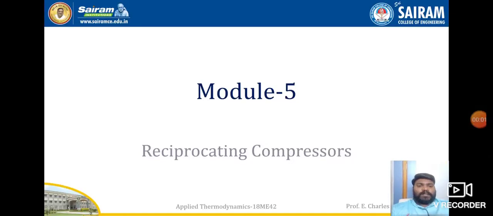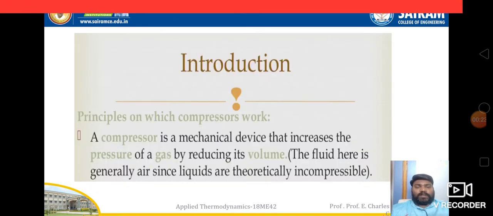Dear students, today I am going to teach reciprocating compressors, which comes under module 5. First and foremost, we should know what exactly the compressor is all about, what is the meaning of reciprocation, and how the reciprocating compressors work. So first we will see one by one.